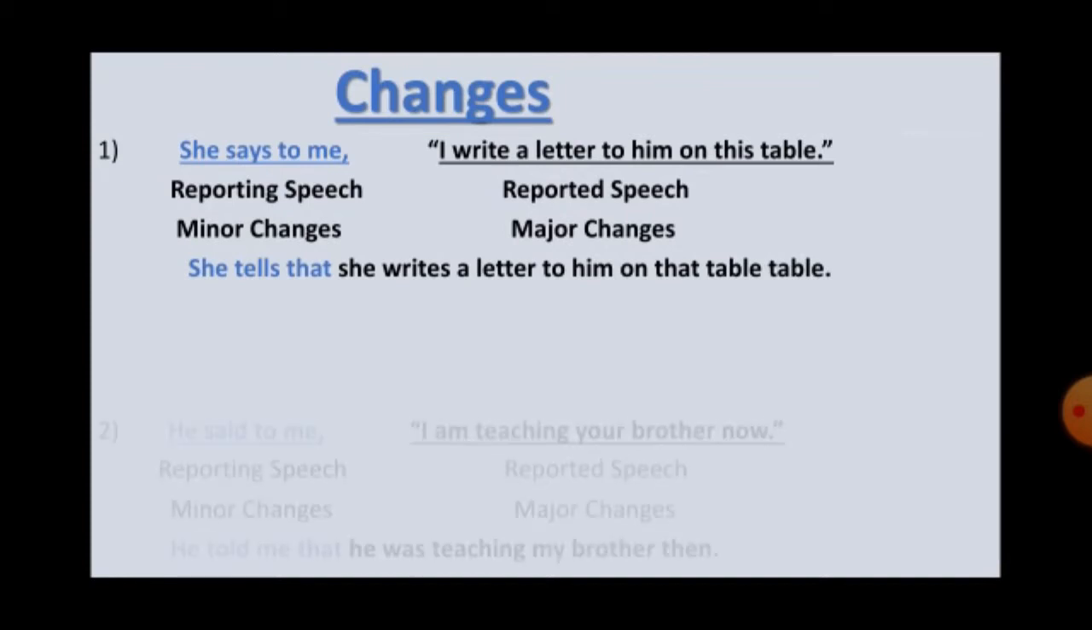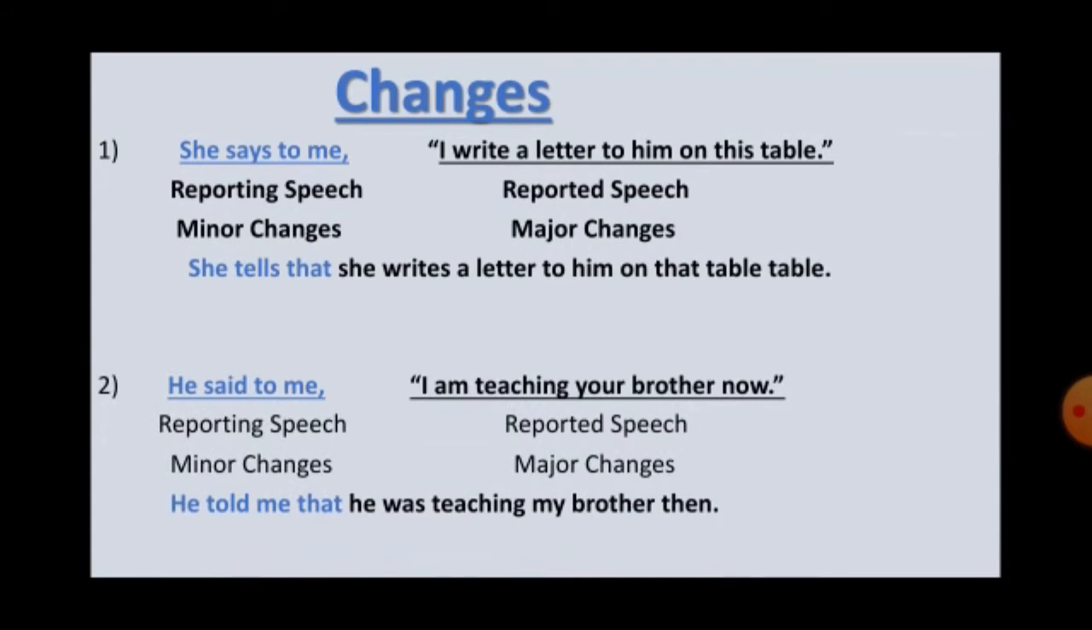Okay students, here comes the second example. "He said to me" is reporting speech, and that is where minor changes come in. "He told me that": it converts into that. And "I am teaching your brother now" is reported speech, inside inverted commas. When we change this direct speech into indirect, we change it so that "he was teaching my brother then." In order to convert direct speech into indirect speech we make some changes, called minor and major changes.